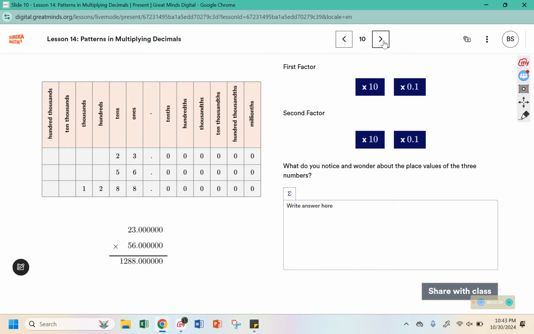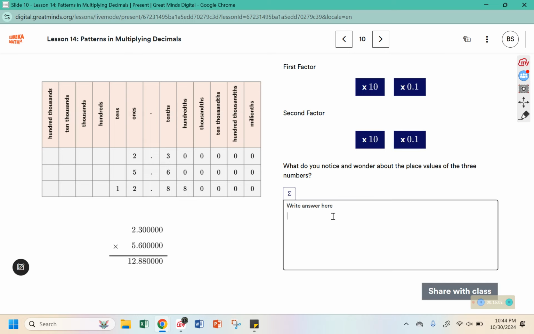What do you notice and wonder about the place values of the three numbers? Right now, I only have zeros in the tenths, hundredths, thousandths, and so on. So I don't have any numbers besides zero in those place values down here. But if I adjust to make it 2.3, now I have one number down here in the tenths, which gives me one decimal place in the answer. If I adjust to 2 digits in the tenths, then I end up with 2 decimal places in my answer, or 2 digits in the decimals in my answer.